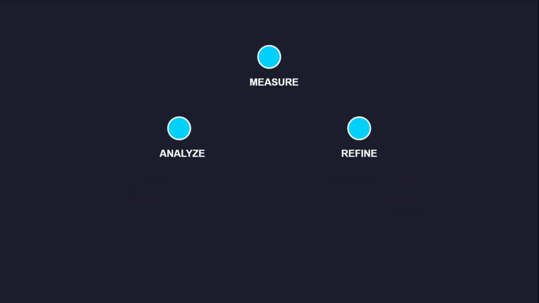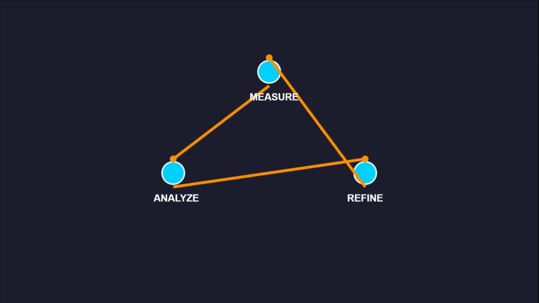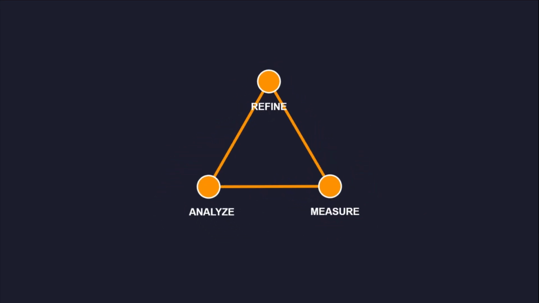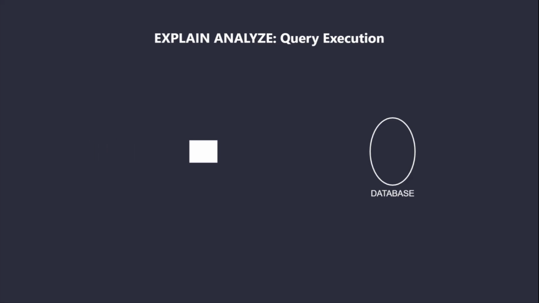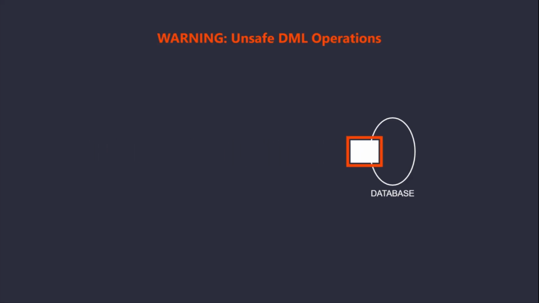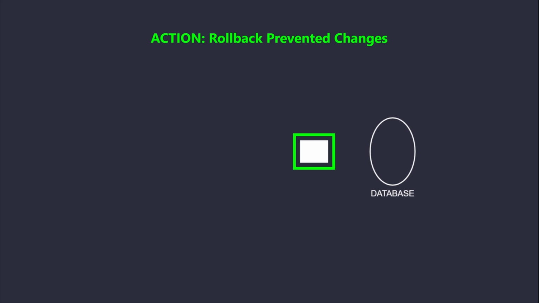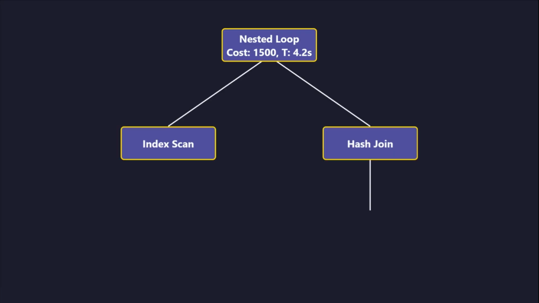Identify the slowest node, change the index or settings, and run explain analyze again. Optimization is a cycle of measurement and refinement, not a single guess. Explain analyze actually runs the query. Be extremely careful with updates or deletes. Wrap them in a transaction that you roll back to prevent permanent changes.